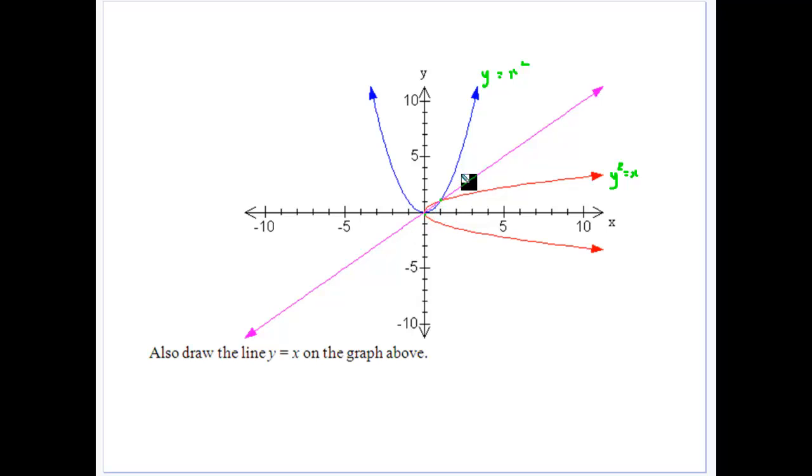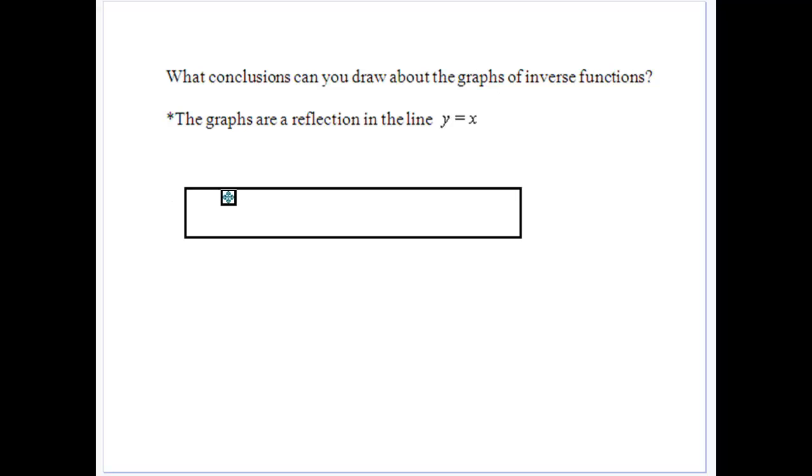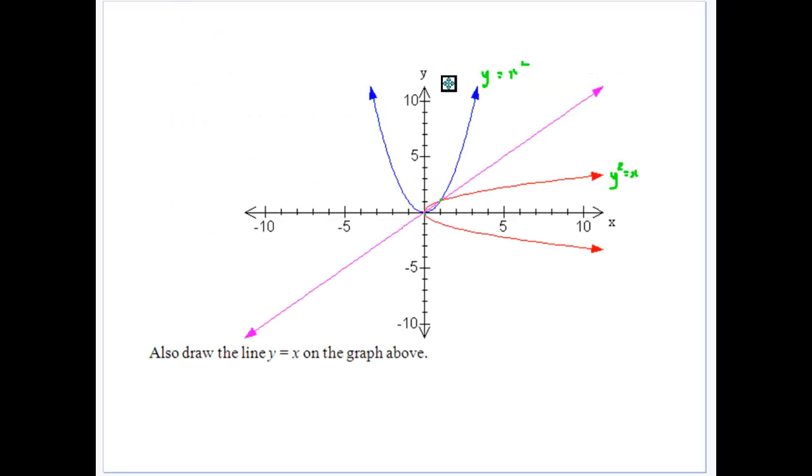So if you have a look at all the points on the curve here, do you notice something? That's the question we've got to ask. What conclusions can you draw about the graphs of the inverse functions? And hopefully you're all saying, hey, the graphs reflect in the line y is equal to x, which they do. That curve, that function there, is a reflection of that relation there.